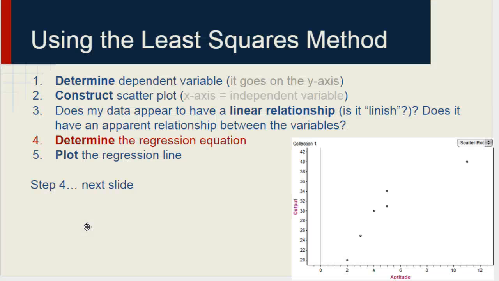So in a nutshell, that is using the least squares method to find the line of a regression equation. So once again, the 5 steps. First, we determine the dependent variable. Then we have to construct our scatter plot. Then we have to determine whether there is a linear relationship or not. And then fourth, we determine the regression equation if we determine that there is a linear relationship. And we finish off by plotting the regression line.